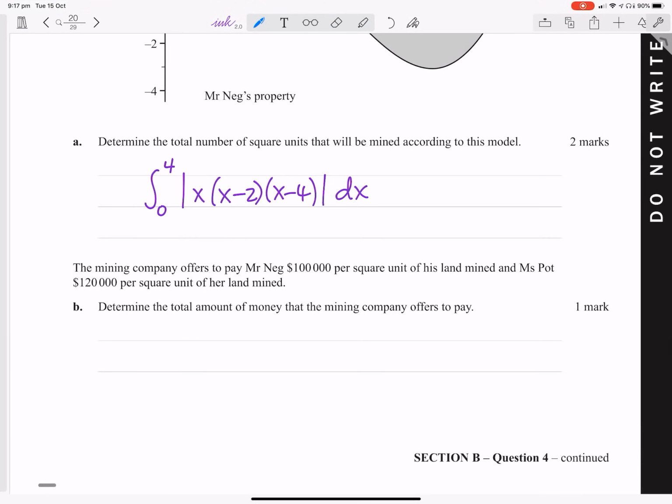8 square units. Offers to pay per square unit of his land.